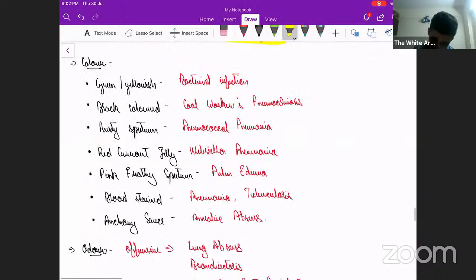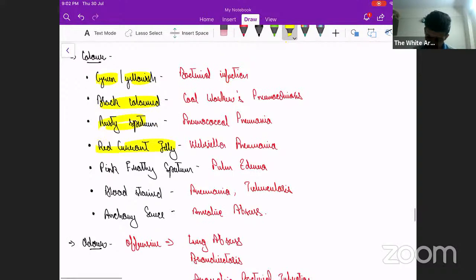Okay, so finally coming to the color of the sputum, green or yellowish in color, it is bacterial infection. Black colored, it is in case of coal workers' pneumoconiosis, aspergillosis, all those things. Rusty sputum, again pneumococcal pneumonia. Red currant jelly sputum, it comes in Klebsiella. This is again a very important viva question.